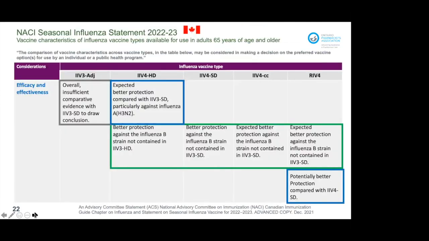You also see that for NACI, the seasonal influenza statement for 2022 and 2023 clearly highlights specifically that it is potentially better than the standard influenza vaccine, and it is expected to give broader protection against influenza B strain that is not seen specifically in the standard trivalent vaccine. So there is a lot to be said about the clinical efficacy of the recombinant influenza vaccine and the importance it plays when considering the different types of vaccines that are available to our patients.